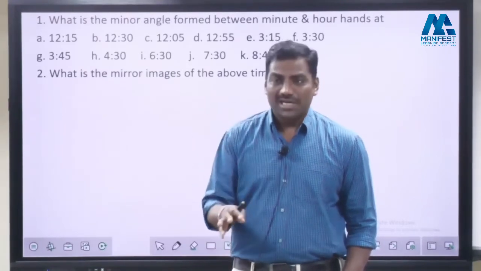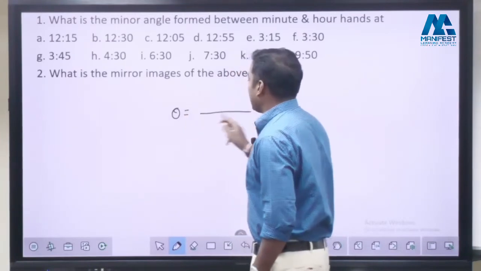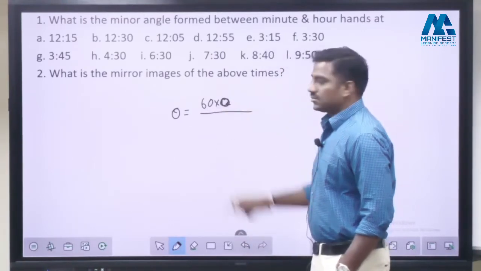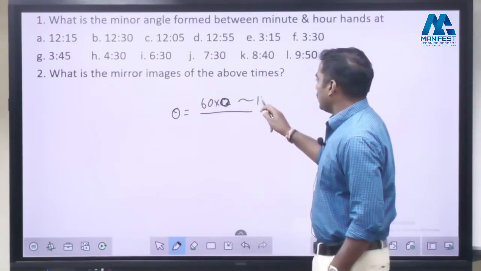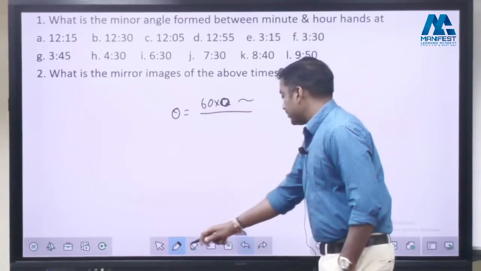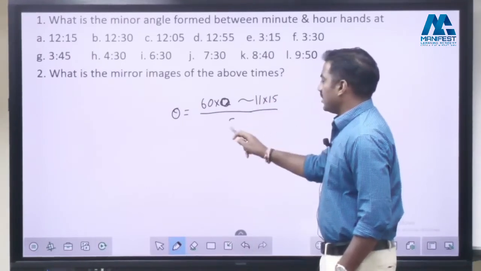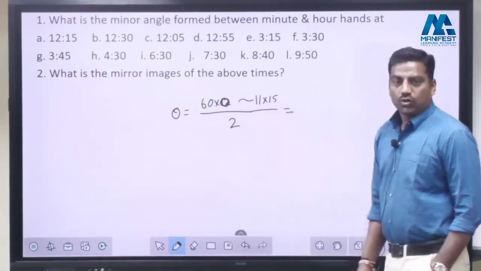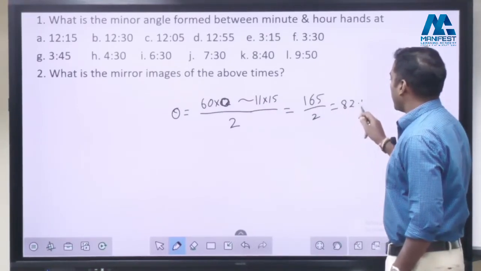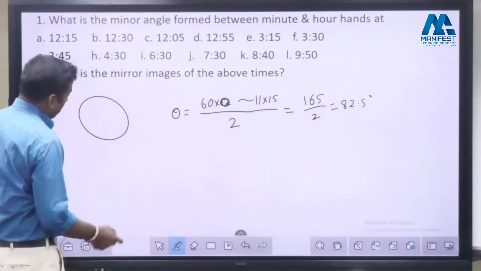But don't worry about this imagination. Just put the hour hand and minute. So 12:15. Theta is equal to 60 times the hour, 60 into 12, or put 0, with the difference of 15 into 11 for the minute. So 11 into 15 is 165, right? And here 0. So 165 divided by 2 is 82.5 degrees. Why? Because this clock, it has become egg.